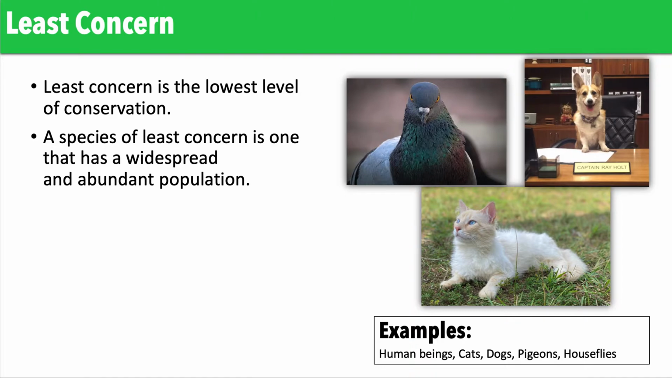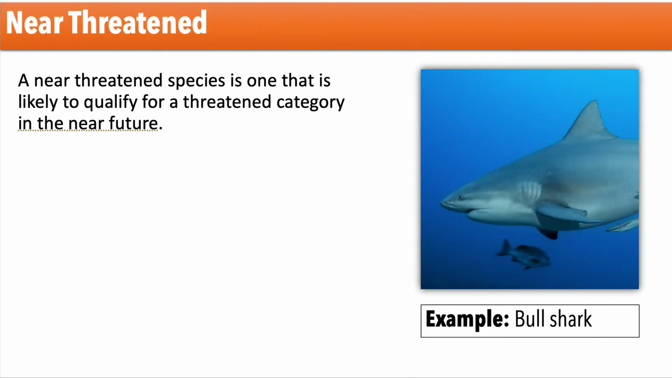Least concern is the lowest level of conservation. A species of least concern is one that has a widespread and abundant population, such as cats, dogs, pigeons, and houseflies. All of these animals are very populated. They're at no risk of going extinct anytime soon. Near threatened species are considered likely to qualify for a threatened category in the near future. A bull shark is an example of this. They're not technically threatened yet, but they're trending towards being there soon if nothing changes, or nothing good changes rather.